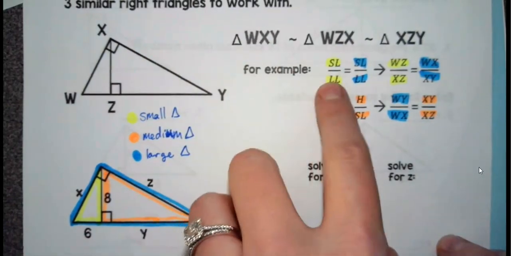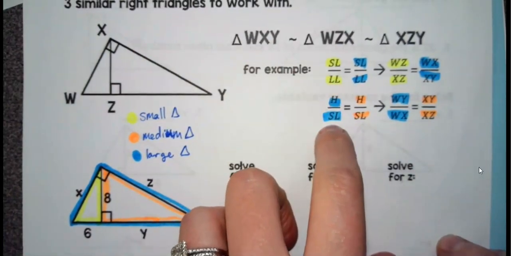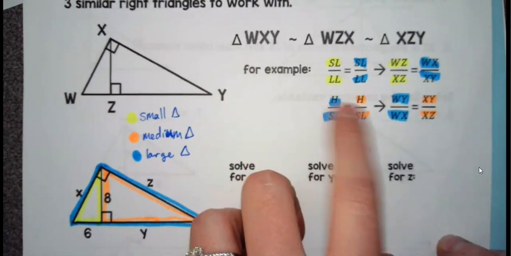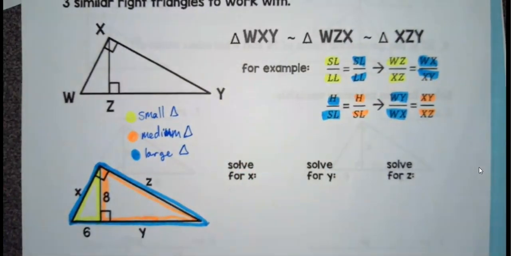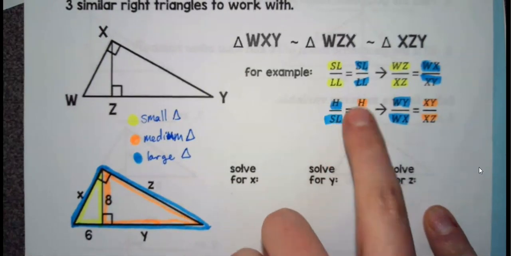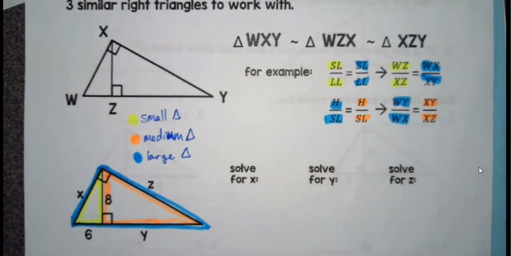And then same idea here. Hypotenuse over short leg. Hypotenuse over short leg, but it uses the big triangle and the medium triangle. So I'm just showing you examples of how it can be placed. But you've got to pick two of them, the hypotenuse, the long leg, or the short leg. 2 of the 3. And then it has to be the same. Hypotenuse over short leg has to equal hypotenuse over short leg. You pick 2 triangles and you compare them, set it into a proportion.